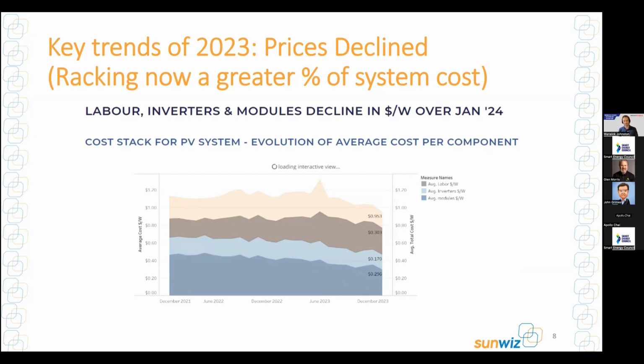And so what this chart then talks to is that a greater percentage of the cost of a system is in the labour and in the racking. And so the question is how you reduce your price and beat your competition. The ways are less so in buying panels at a fraction of a cent less, and more so being more efficient in your installation and with lower component costs.